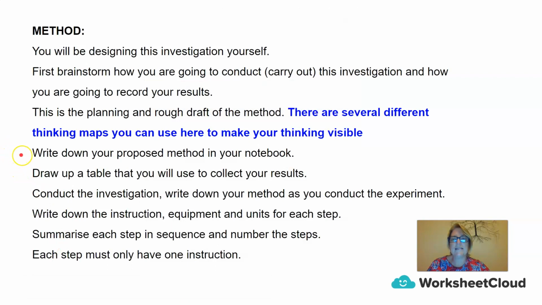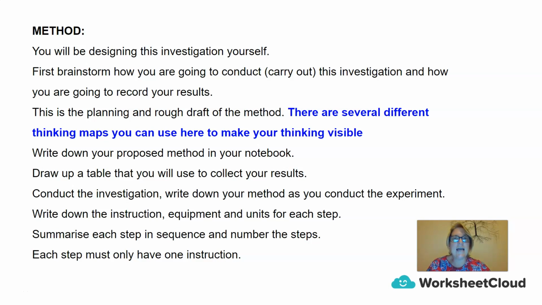So once your planning is done, you need to write your proposed method in your notebook, and I will go and show you the steps that we have to follow. Then while you're doing that, I also want you to think about what will your table look like that you are going to use to collect your results. Then I'd like you to, with your parents or caregivers' permission, whoever is looking after you at the moment, get their permission to carry out the investigation.